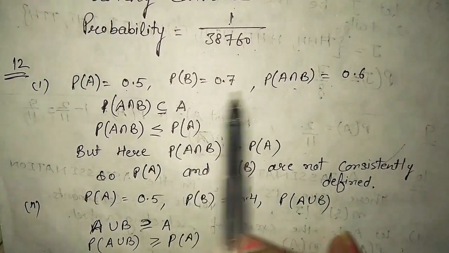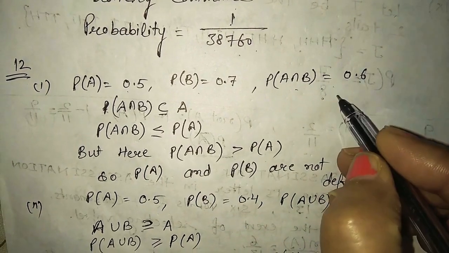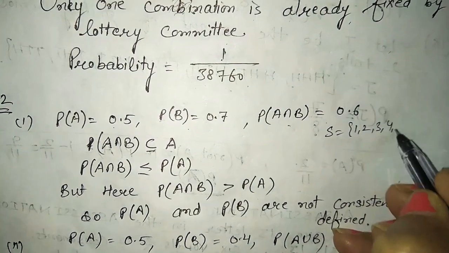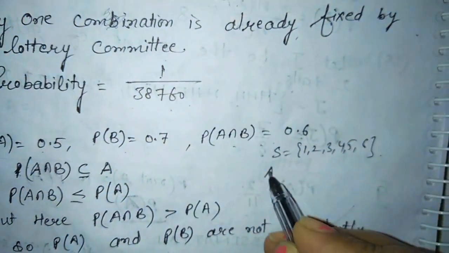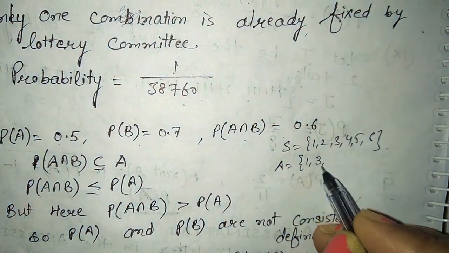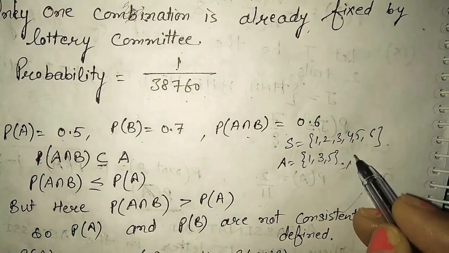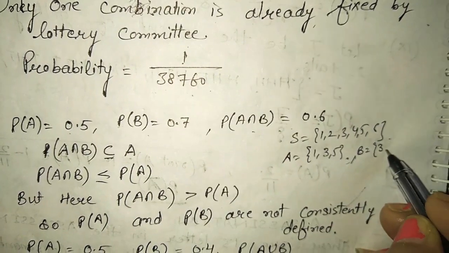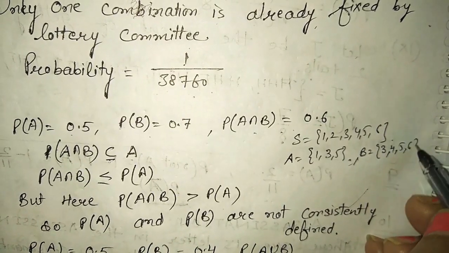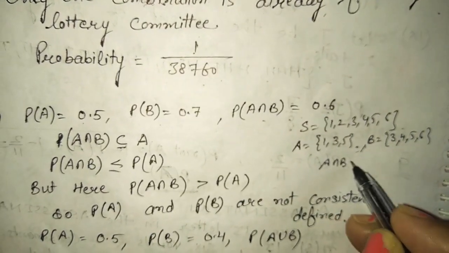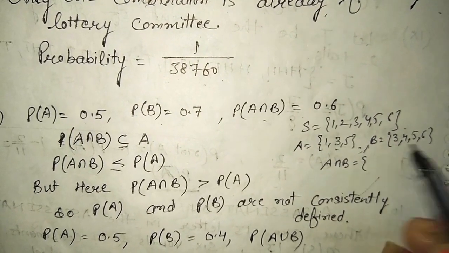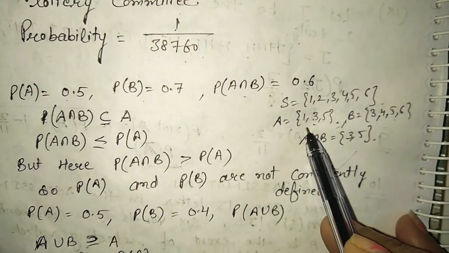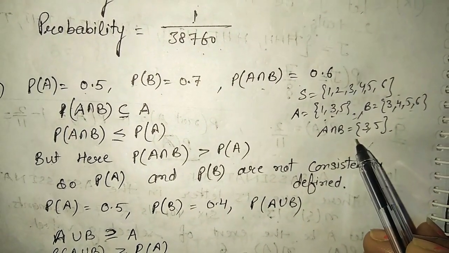Suppose a die is thrown, then the sample space is 1, 2, 3, 4, 5, 6. Suppose event A is odd numbers, and event B is numbers 3 or more than 3, so 3, 4, 5, 6. What is A intersection B? A intersection B will be 3 and 5. Here the probability of A is 3 by 6 and the probability of A intersection B is 2 by 6.